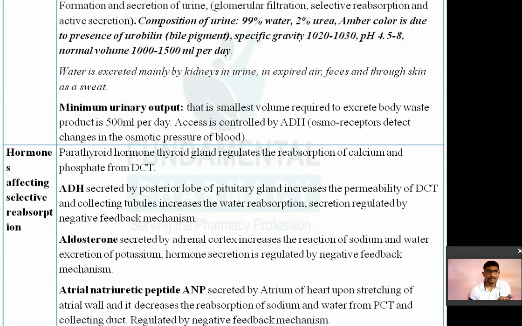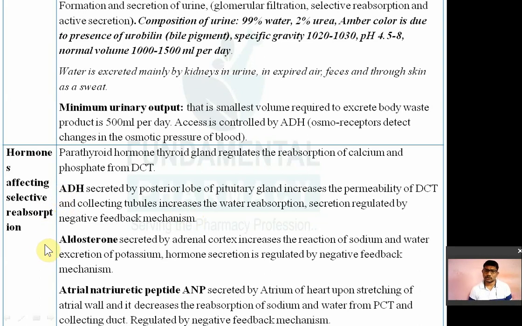Secretion is regulated by negative feedback mechanism. So antidiuretic hormone, meaning vasopressin, is responsible for the prevention of diuresis. Anti means opposite, diuresis. Okay, antidiuretic hormone, so what will it do? It will cause sodium and water retention and increase blood volume. So excessive secretion of antidiuretic hormone will increase the blood volume.